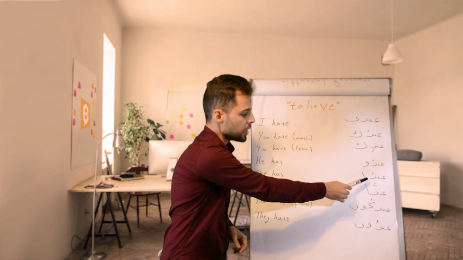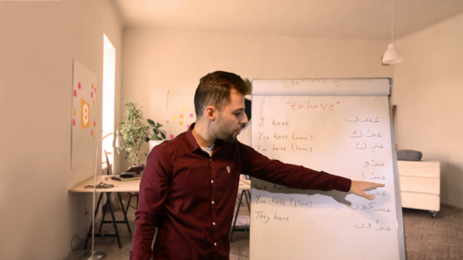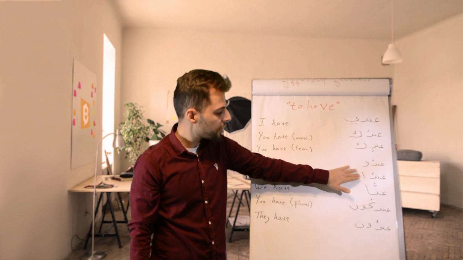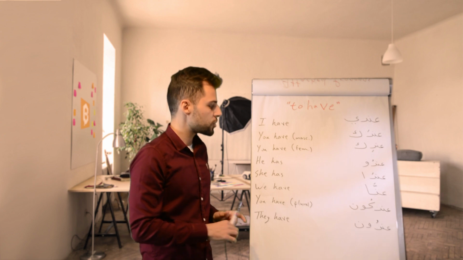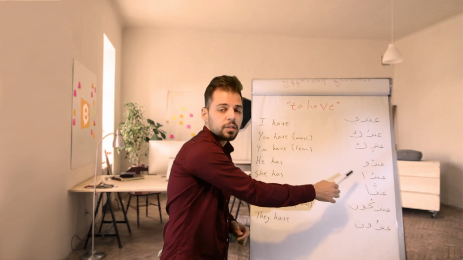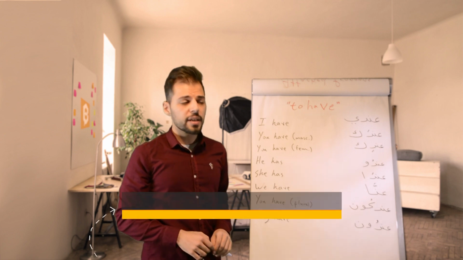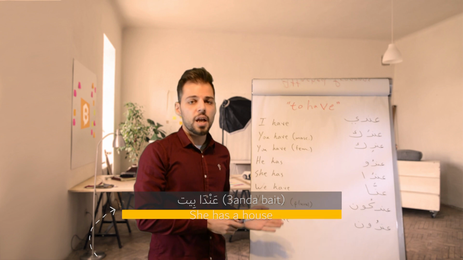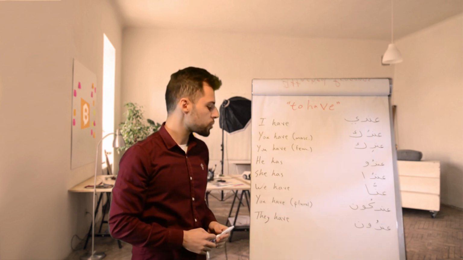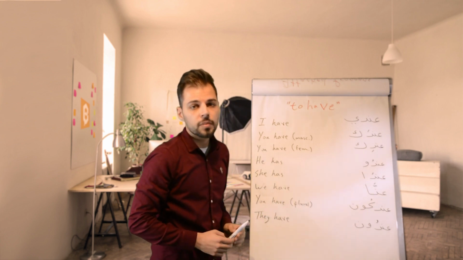Next, we have عندها. We have the word عند with the attached pronoun alif or the sound a to it. So it's عندها. For example, عندها بيت. She has a house.